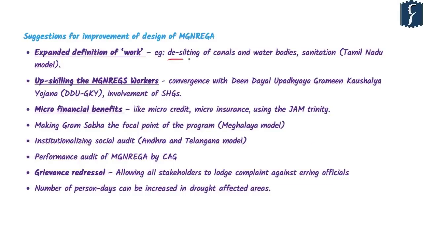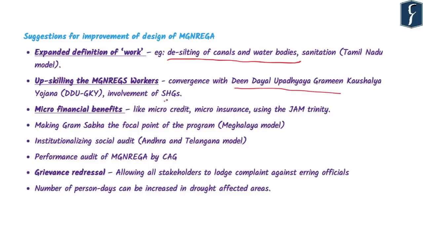For example, desilting of canals and water bodies. This is taken up in the state of Tamil Nadu. This should be taken as a template, and improvement in the act should be done by the Central Ministry of Rural Development. What can also be done is to converge MGNREGA with the skilling programs of the Government of India, like Deen Dayal Upadhyay Gramin Kaushal Yojana.